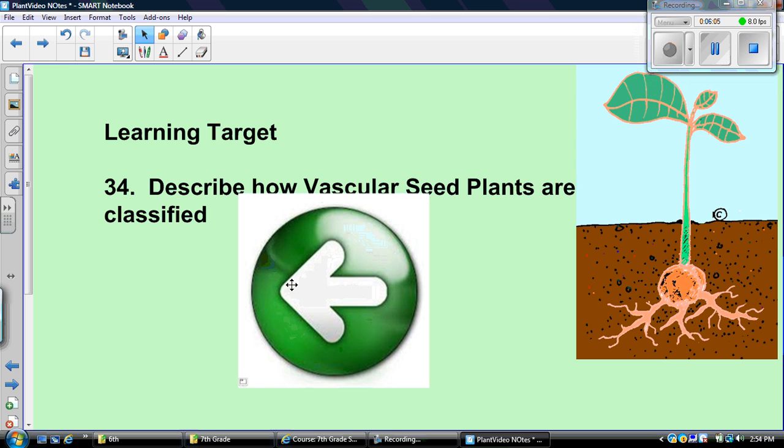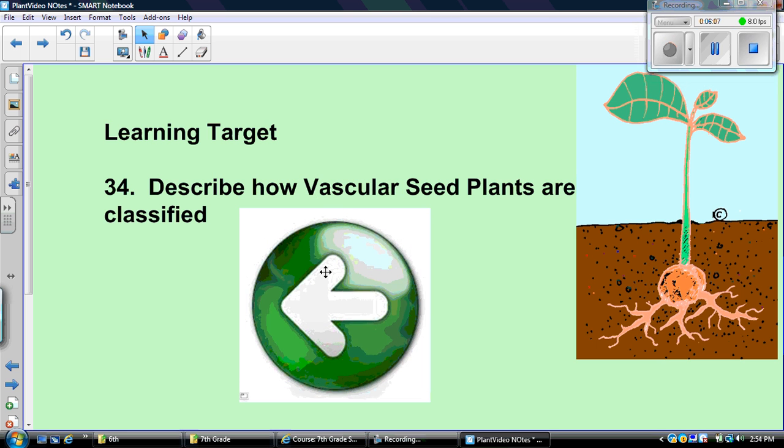Okay, so that's how we classify vascular seed plants into gymnosperms and angiosperms, and then the angiosperms are classified as monocots and dicots. And you were also given the information about the vascular seed plants, some characteristics like the leaves, roots, and stems. So that is learning target 34.